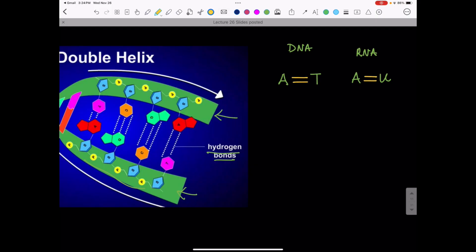On the other hand, we have G base pairs with C. In both cases, it's the GC base pair, we call it. And these have triple hydrogen bonds between the two. So there are 2 hydrogen bonds in AT or AU, whereas there are 3 hydrogen bonds in case of GC base pairs.